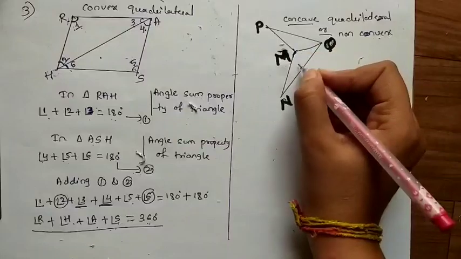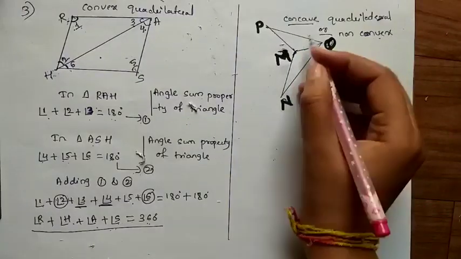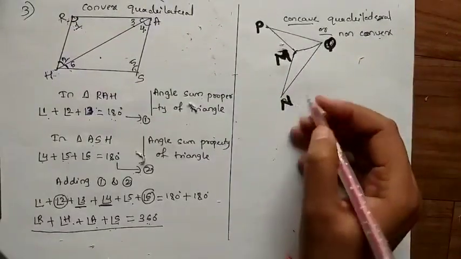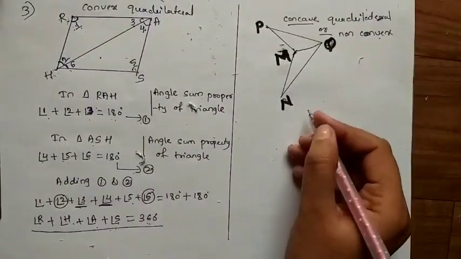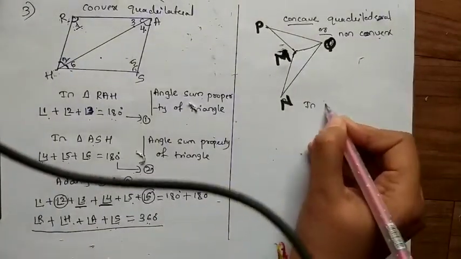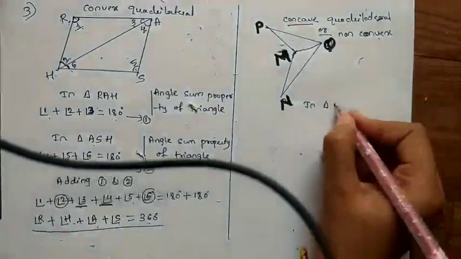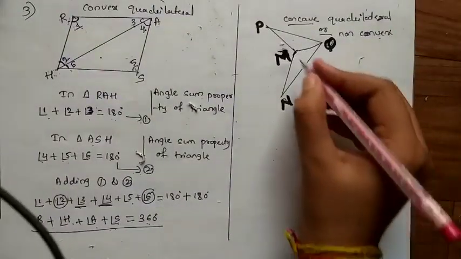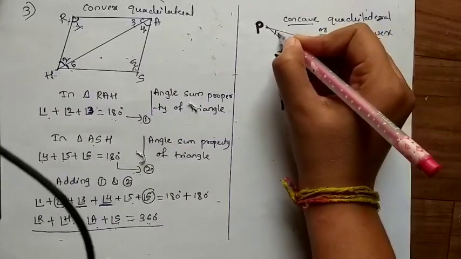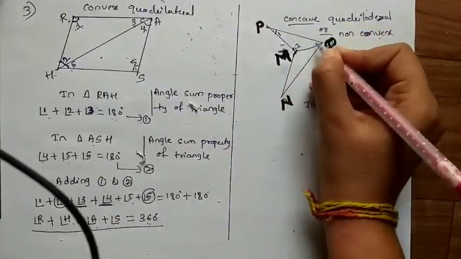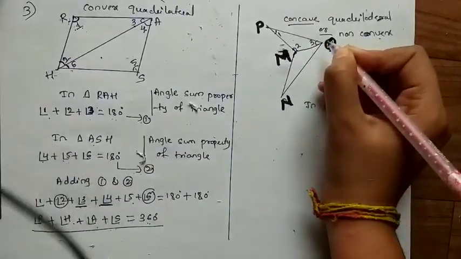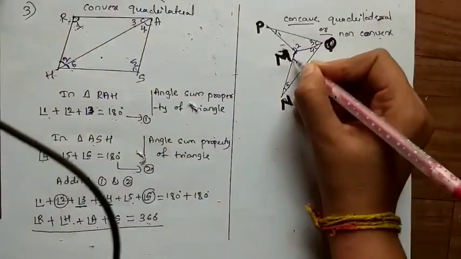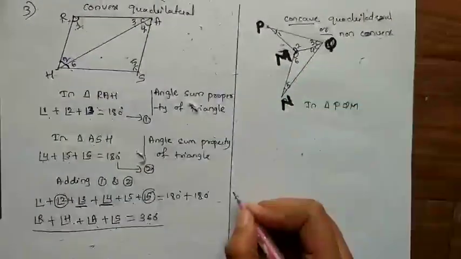Again this quadrilateral is divided into two triangles, that is PQM and MQN. In the first triangle, PQM, we have to label the angle names as angle 1, angle 2, angle 3, angle 4, angle 5 and angle 6.